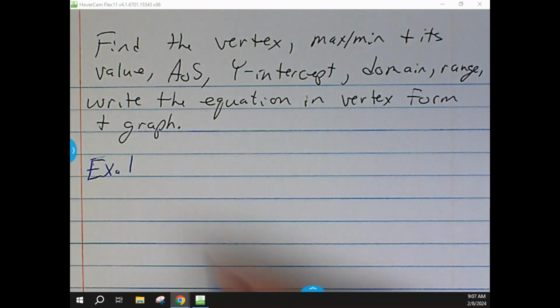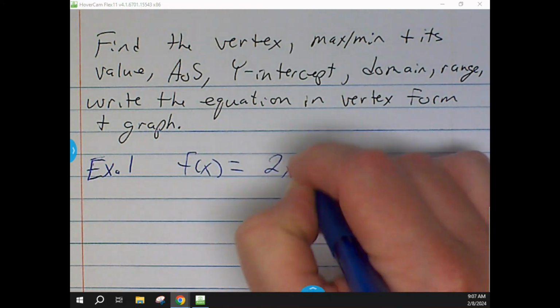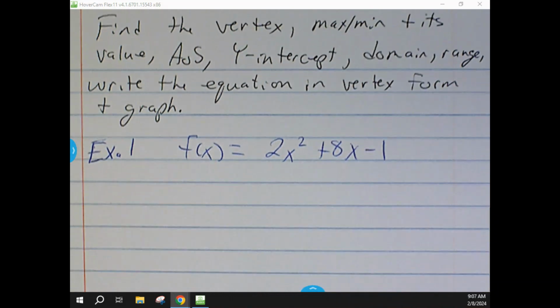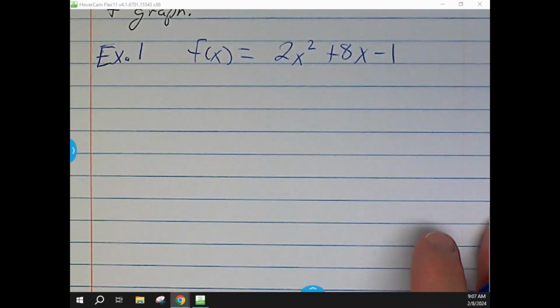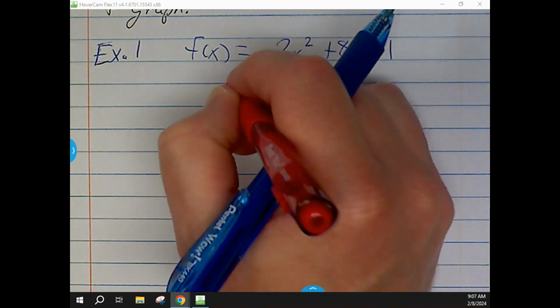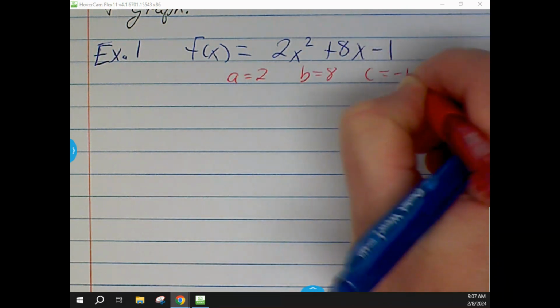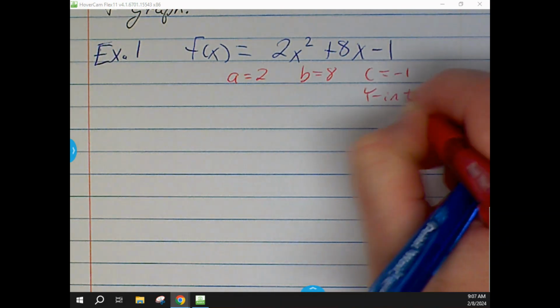All right, so for example 1, we have f of x equals 2x squared plus 8x minus 1. Okay, and let's make the easy things the easy things. Tell me what the A, B, and C values are. So we know A is 2. We know B is 8. And we know C is -1. And again, with the C being -1, we know that's going to be the y-intercept right off the bat.